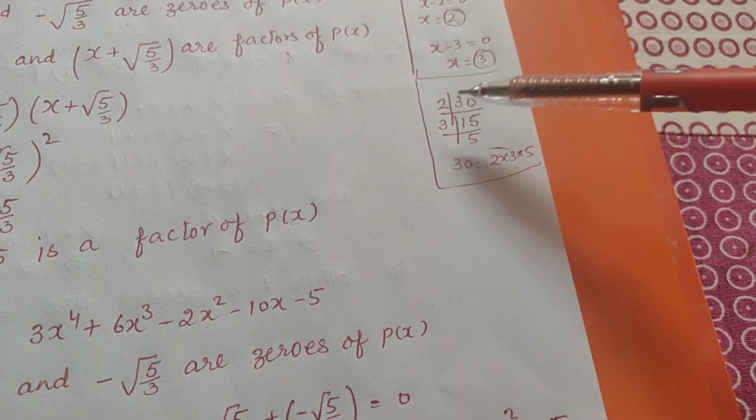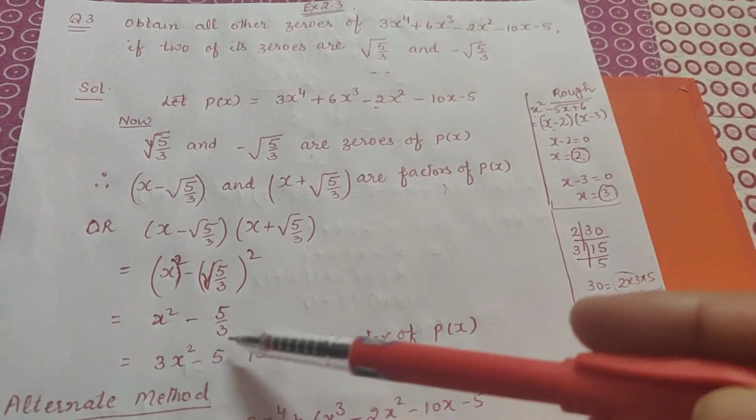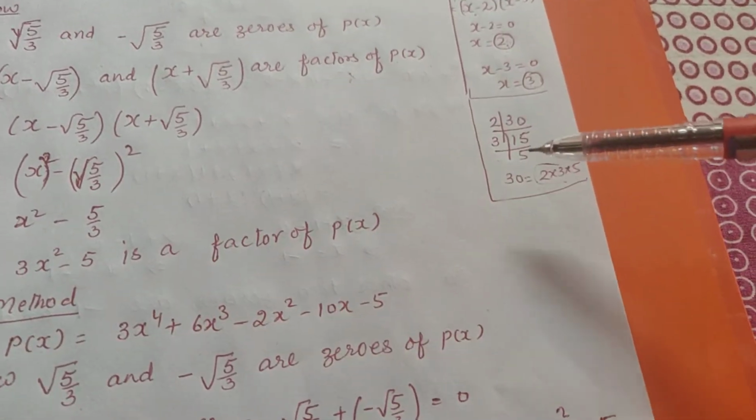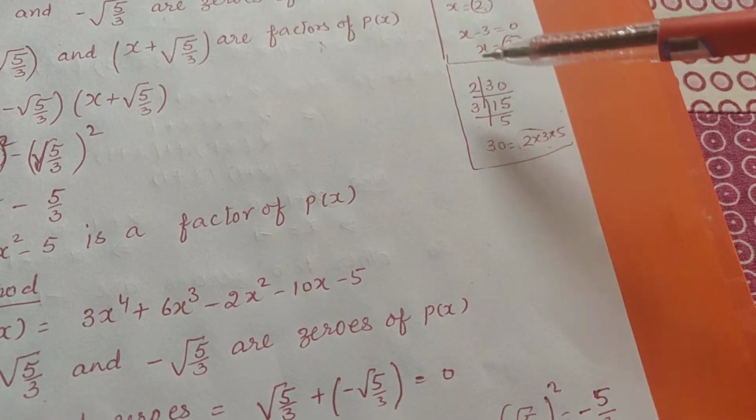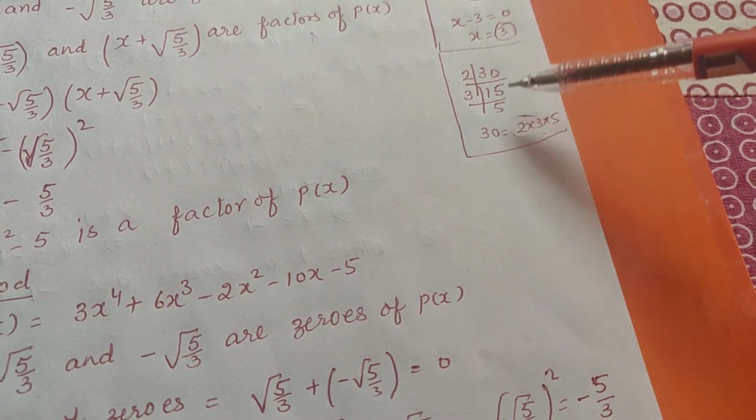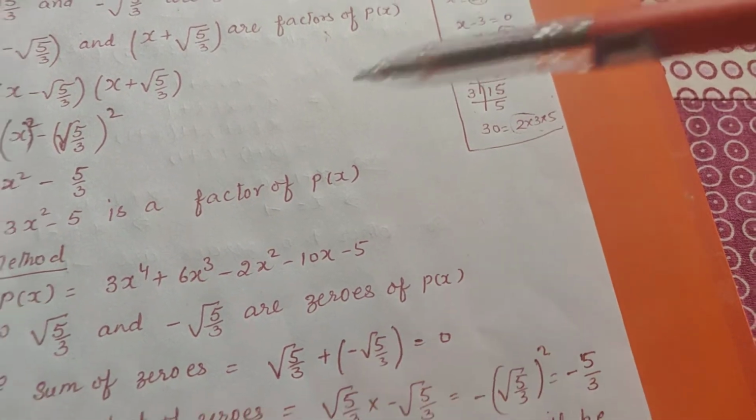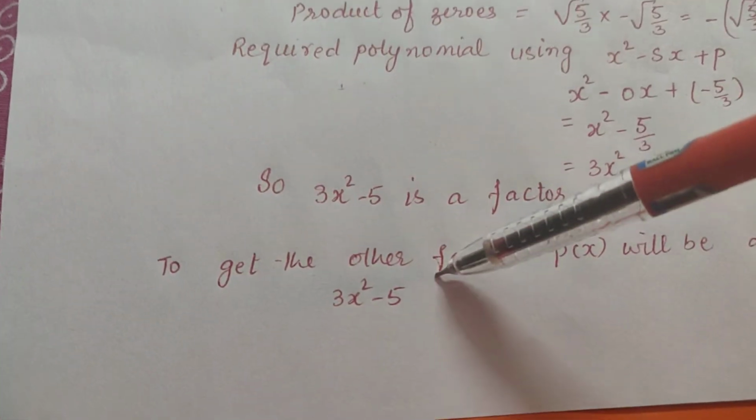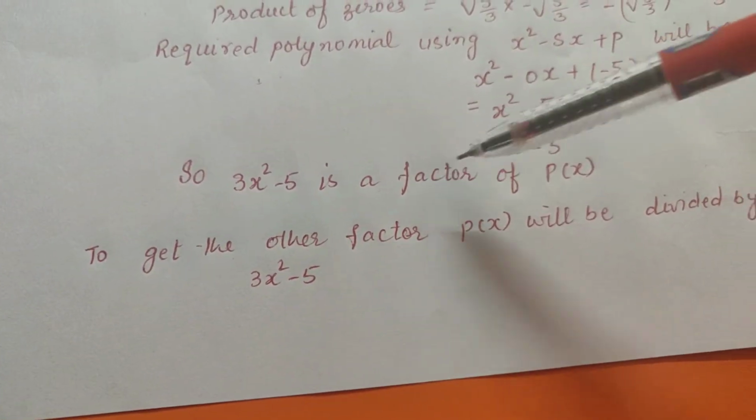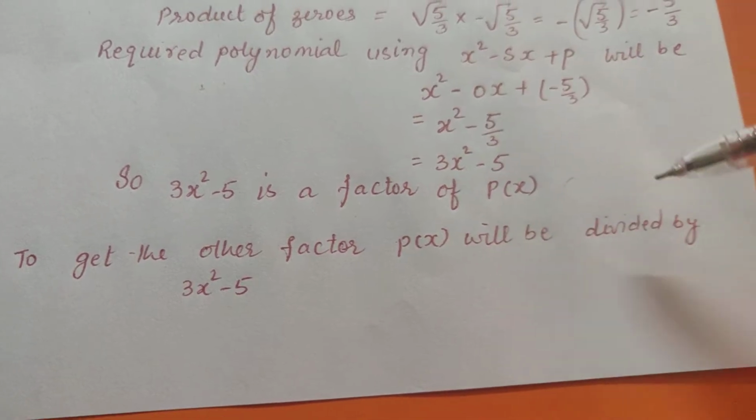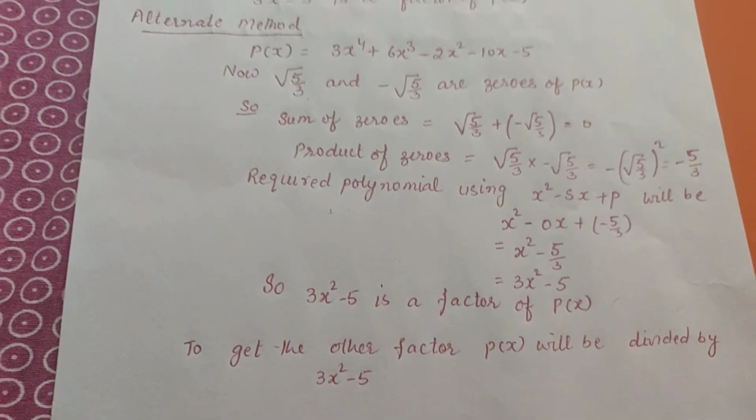So, what can I do? I have multiplied 2 and 3 to get 6. Like this. And then 30 will be divided by 6. If I divide 30 by 6, I will get the other factor. So that is 5. So the same way I am going to do here also. I have got this factor 3x square minus 5. This is a factor of p(x). To get the other factor, I will divide my polynomial by 3x square minus 5.